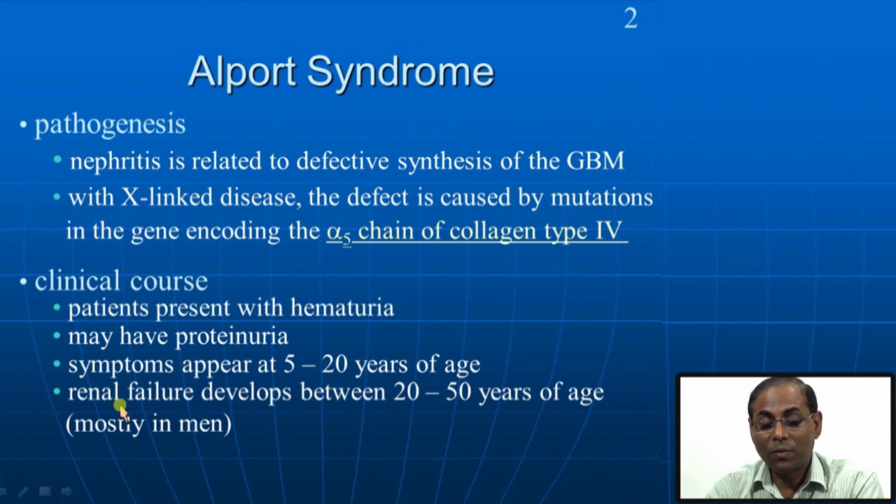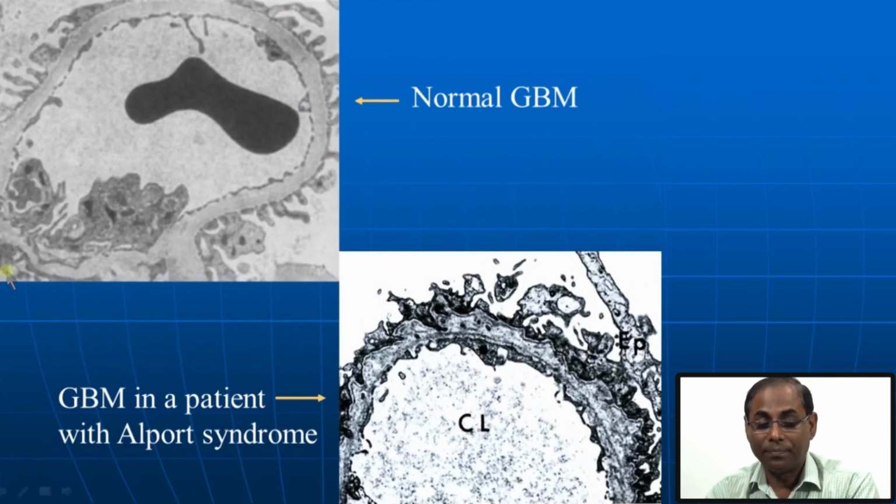Symptoms appear at 5 to 20 years of age, and renal failure develops at 20 to 50 years of age. So, this has to be differentiated from IgA nephropathy, from minimal change disease, or otherwise from direct podocyte damage associated focal segmental glomerulosclerosis, because here the abnormality is in the collagen.